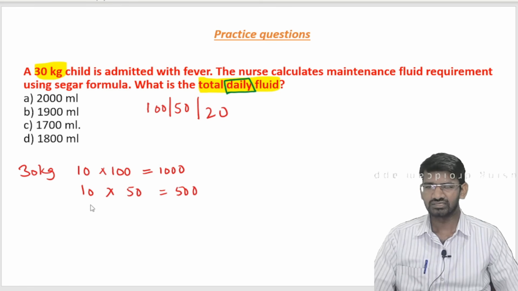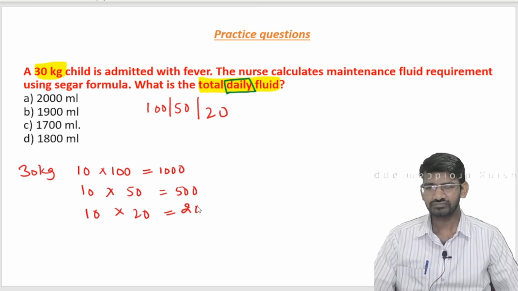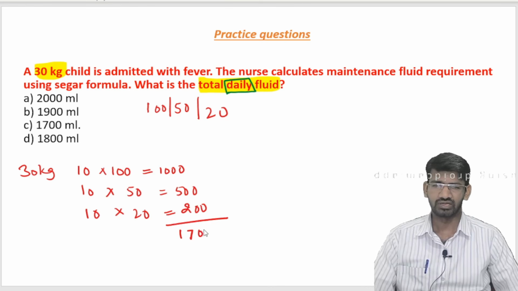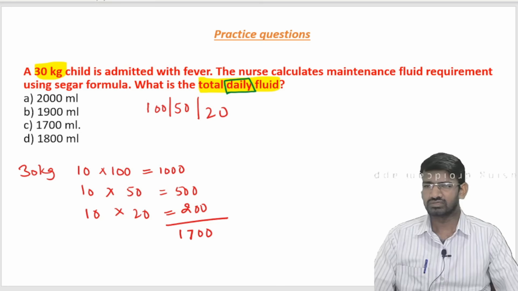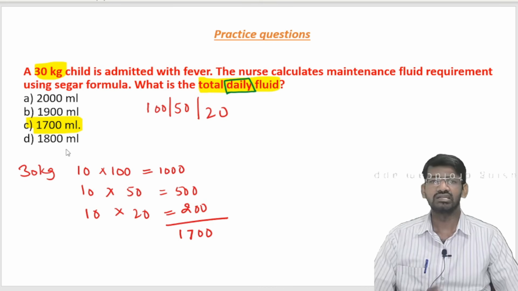And how much is left? 10, 10, 20, another 10 kg is remaining. After the first 20 kg, for whatever weight remains, it is 20 ml per kg. So it is 200. The total amount we get is 1700 ml. So the fluid maintenance required for a child of 30 kg per day is 1700 ml.